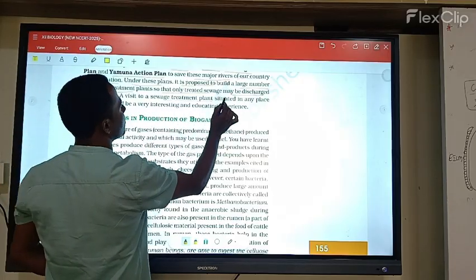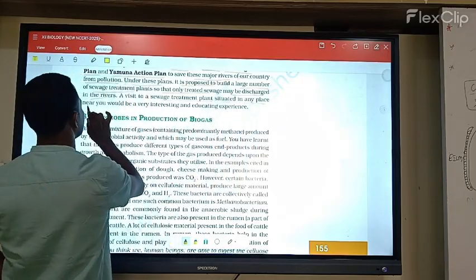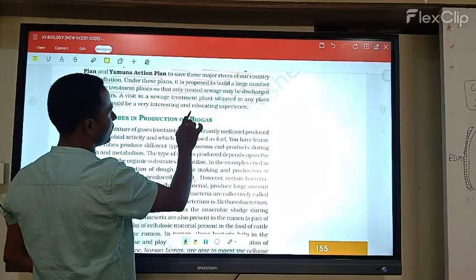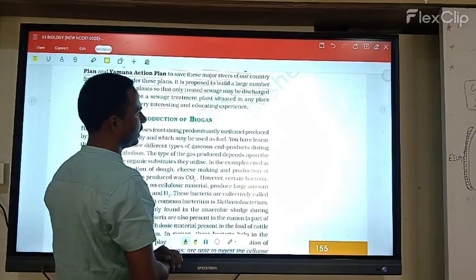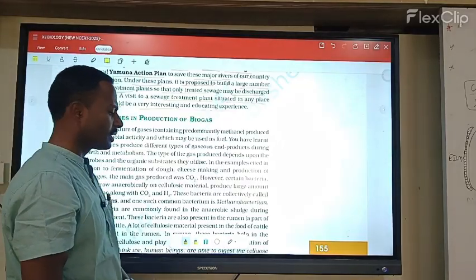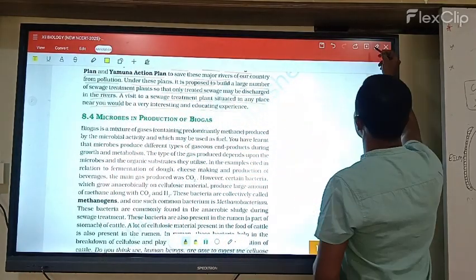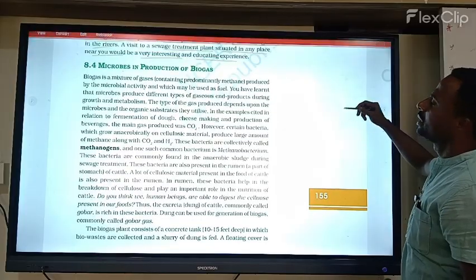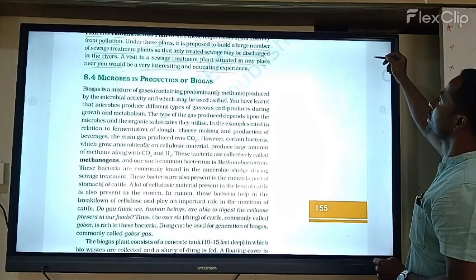Visiting a sewage treatment plant situated near you would be interesting and a good experience. If there are any sewage plants nearby, visit and see them to get some information.